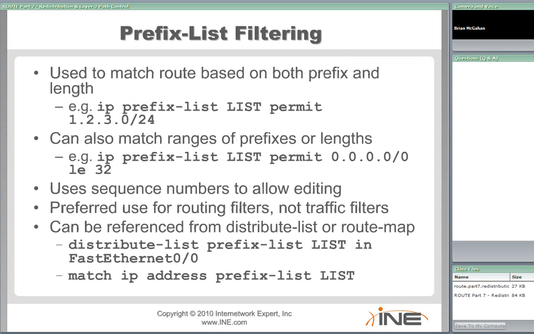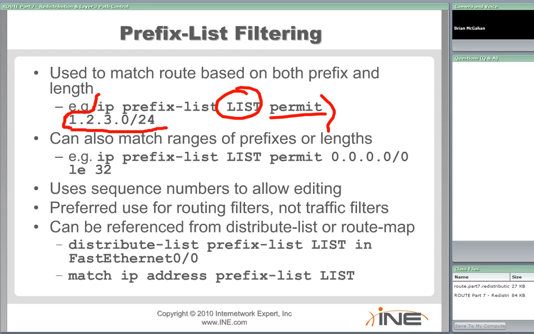Now, prefix list would be the preferred method for doing any type of routing filter because the syntax is very straightforward with the logic. We're matching on both the prefix and the length at the same time. So if we have the exact route 1.2.3.0/24, we simply need this one line that says ip prefix-list, whatever the name is, I'm calling it list. We're saying permit this exact address, that exact match, that exact mask. So in this manner, the syntax is pretty straightforward. Where it gets confusing is when we start to match ranges of prefixes or ranges of lengths.